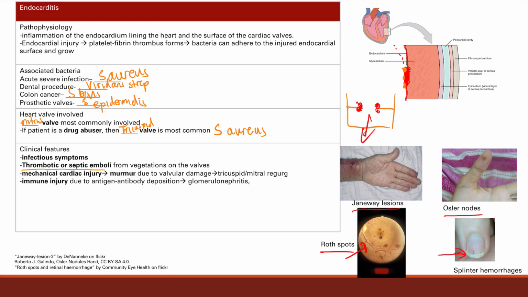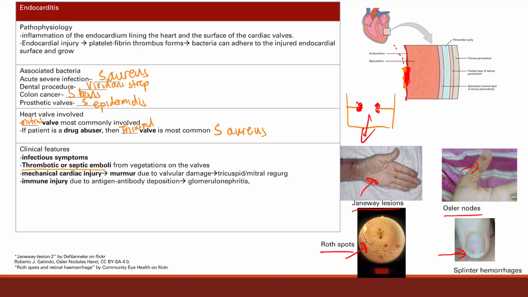So Janeway lesions you see on the palms. They're non-painful. Osler nodes go on the fingers, and they are painful. Okay? You can have other emboli. If you have a tricuspid valve, what's the next thing that goes after the right heart? You go to the lungs. So you can get emboli into the lungs.